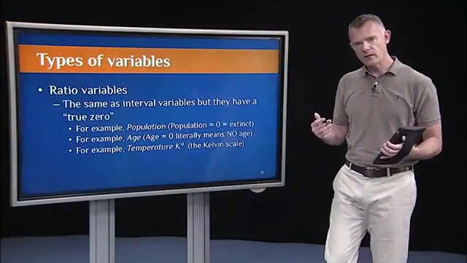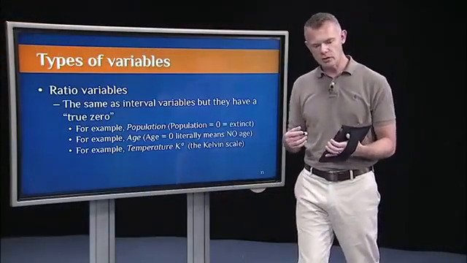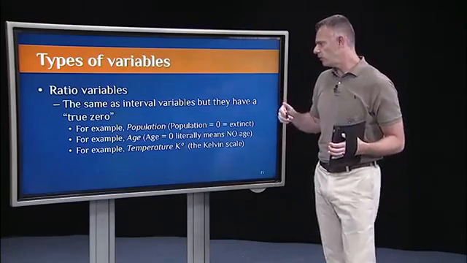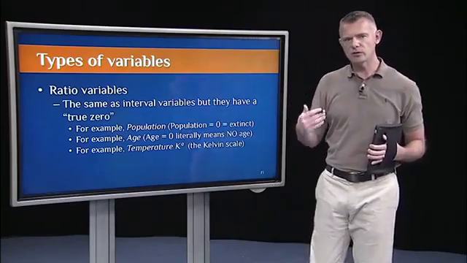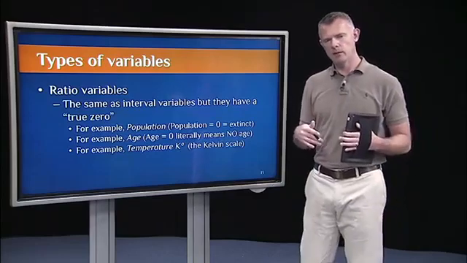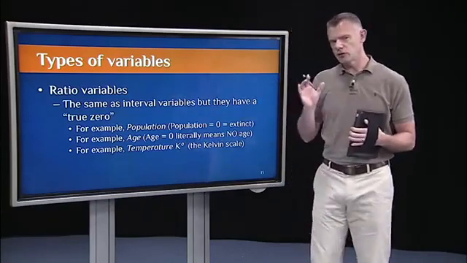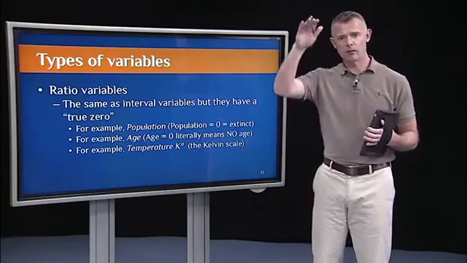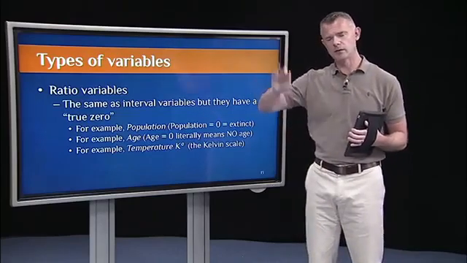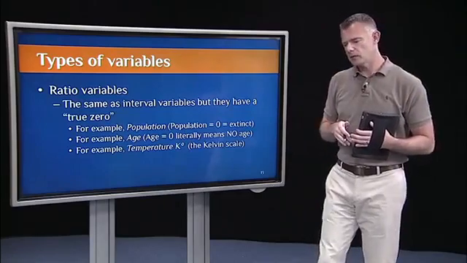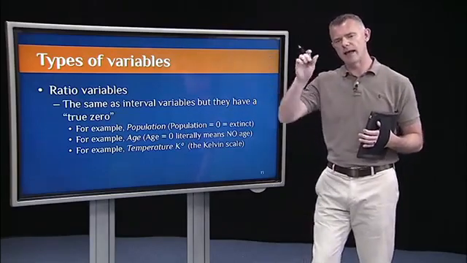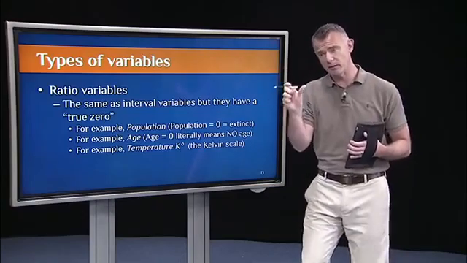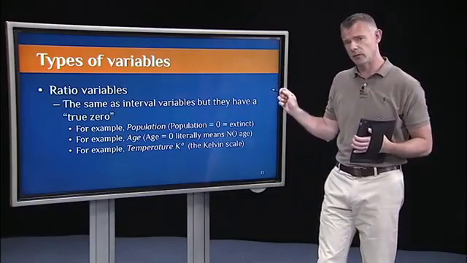Okay, the final type of variable is a ratio variable. This is the same as interval, but they also have a true 0 point. So what I mean by a true 0 point, let's take population. When I talked about ranking the different countries, all I was doing is ranking them. I wasn't talking about the actual populations. If I wanted to look at the actual population, population is a ratio variable.